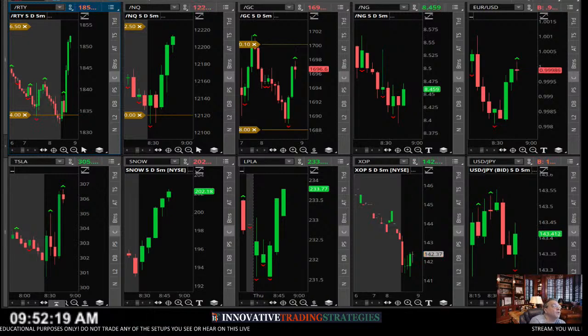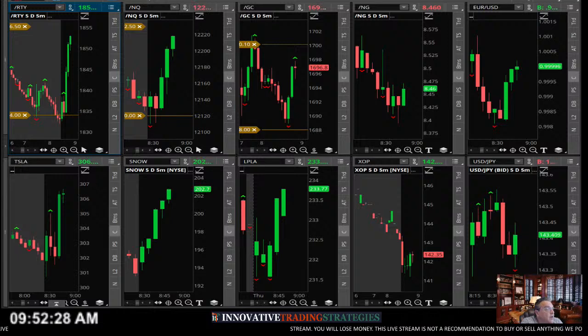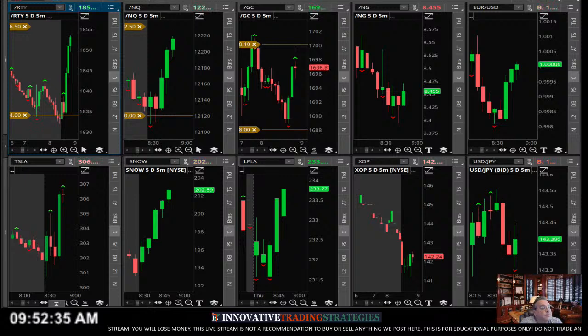All right, so now we're long RTY, we're long NQ, continue to hold short gold. Gold never hit target. But as this gets pushed up here on the indices, Dow's up 64, it's going to push that gold up.